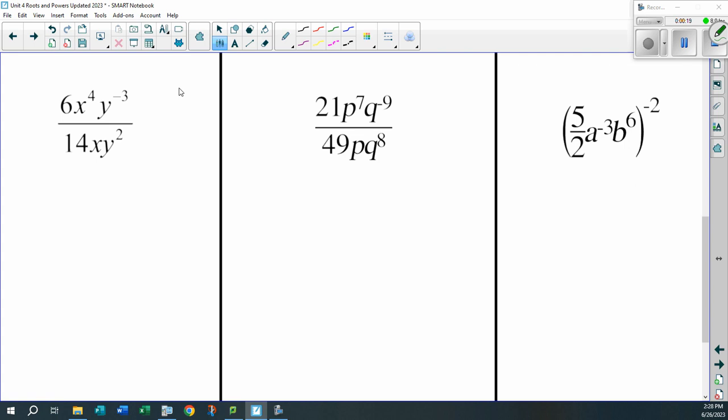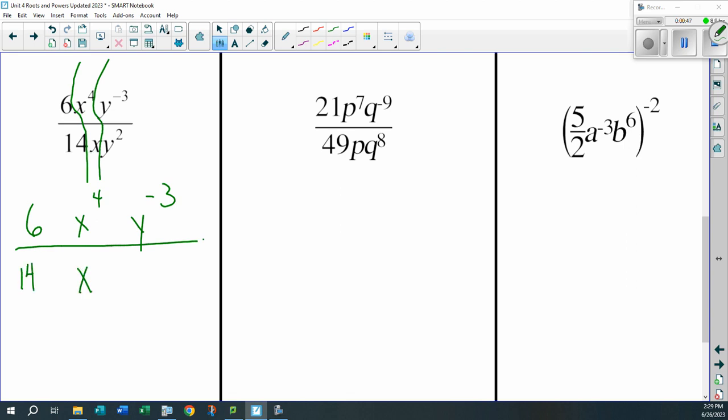What do you mean? First thing I'm gonna do is sort this. Put these guys like this. Sort the x's, sort the y's, sort the numbers. Write them out so that they're just a little bit separated from everybody else. Watch this. I'm gonna write this as 6, this as x to the 4, and this as y to the negative 3. Lots of space. Over here, I'm going to put 14, my x here, and my y squared there. Separated. Keep it nice and separate all the way through.